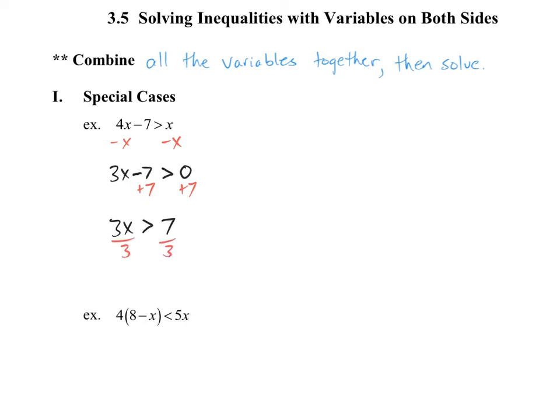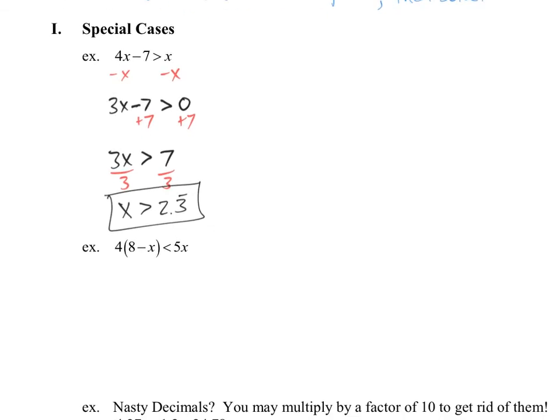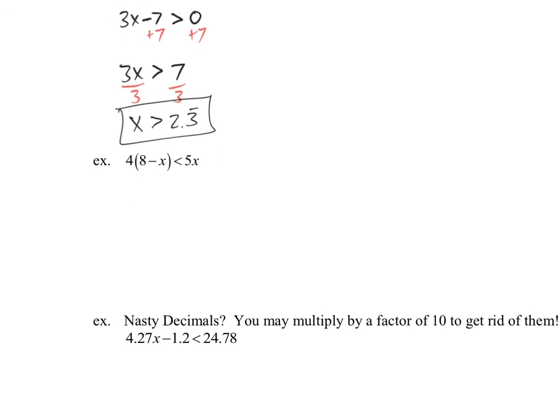And we only flip the sign when multiplying or dividing by a negative. So we have x is greater than 7/3. You could say 2.3 repeating? It's totally up to you: 7 over 3, 2.3 repeating, any one of those. And graphing that, you guys would be okay graphing it? Awesome.